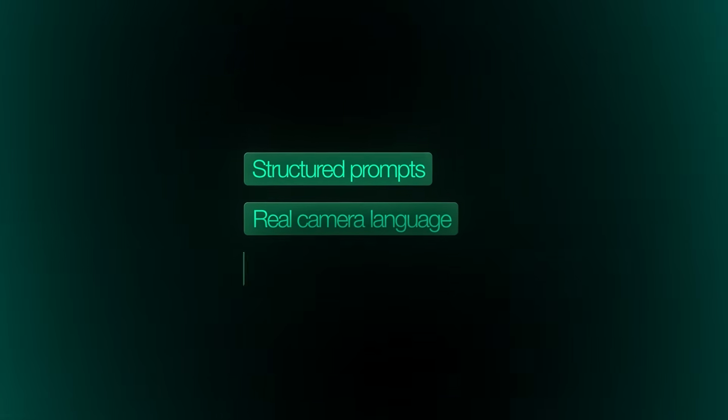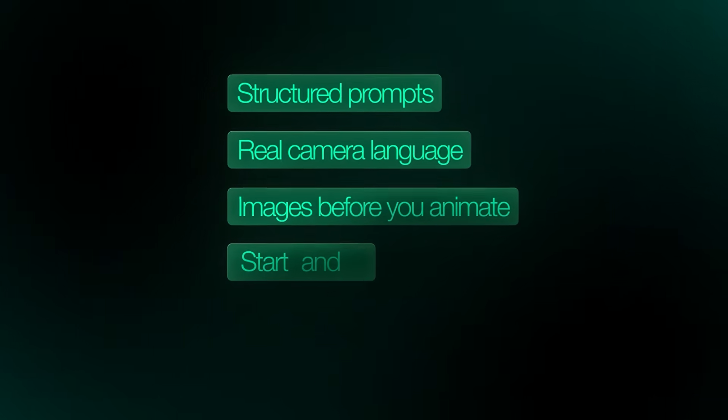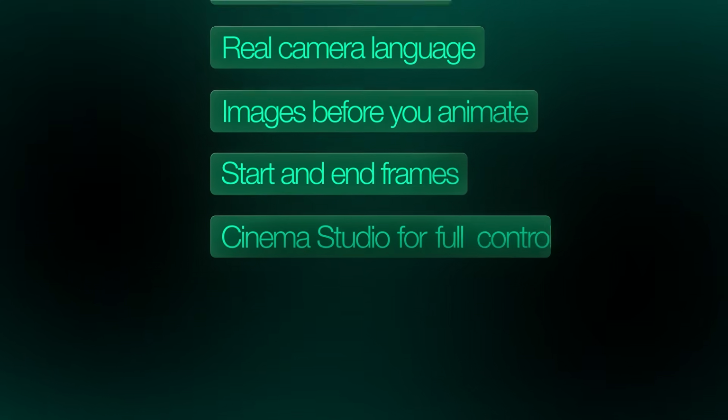The reason most AI videos look bad isn't the tools. It's that people write one vague prompt, get one bad result, and give up. You now know a completely different approach. Structured prompts, real camera language, images before you animate, start and end frames, and Cinema Studio for full control. That's the whole thing. Most people making AI videos right now aren't doing any of this. So if you are, you're already ahead.